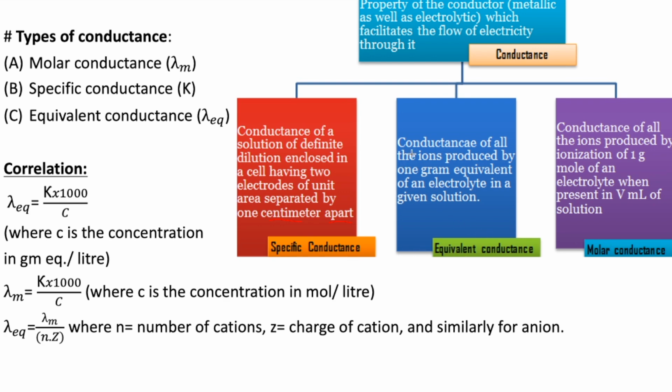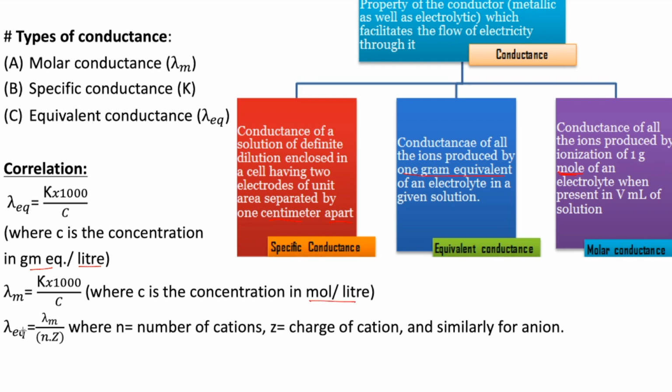Whereas equivalent conductance is the conductance of the ions produced by 1 gram equivalent of the electrolyte. In case of molar conductance, it is the conductance of ions produced by ionization of 1 gram mole of the electrolyte. Molar means you have to take the concentration in the form of molarity. For equivalent conductance, you have to take concentration in terms of normality. Now, there is a relationship between them. Lambda EQ, that is equivalent conductance, is equal to kappa into 1000 upon C, where C is the concentration in gram equivalents per liter. Molar conductance is equal to kappa into 1000 upon C, where C will be the concentration in moles per liter.